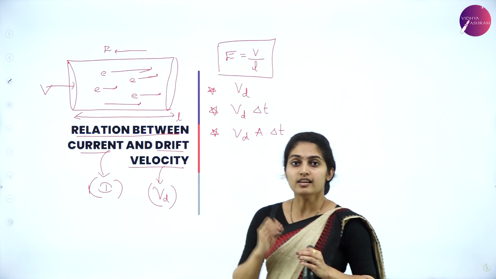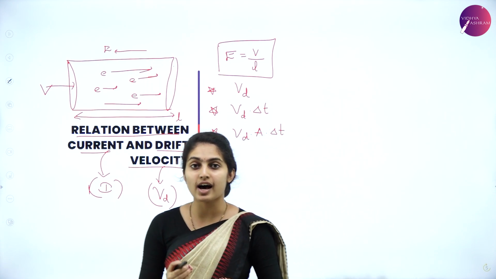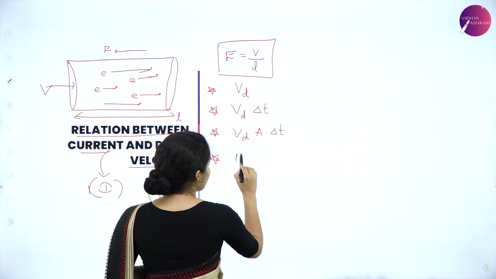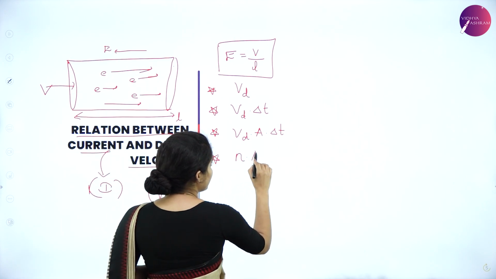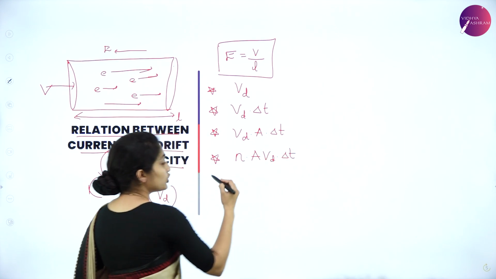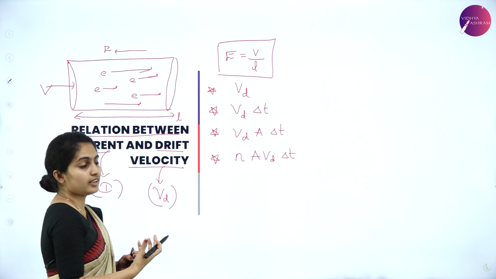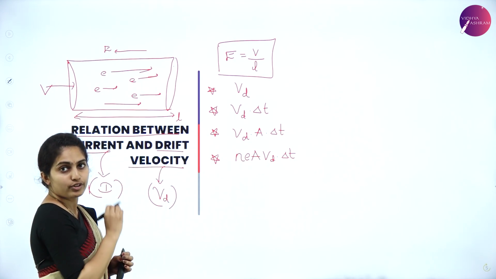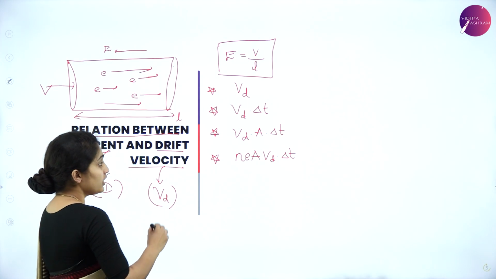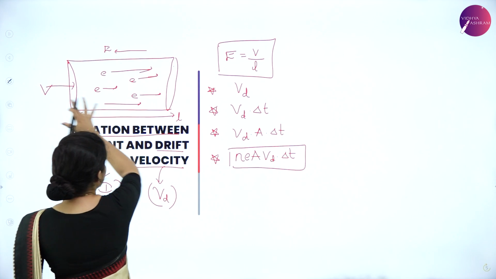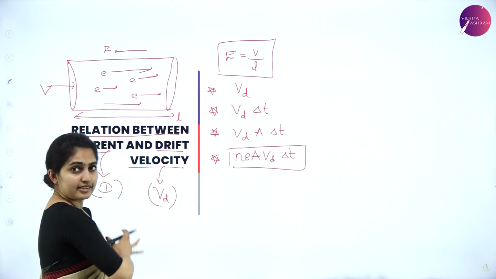And in that area, how many electrons are having this drift velocity? It is n number of electrons having the drift velocity Vd into delta t. So what is having the drift velocity? That is the electrons. So this concept is nothing but the charges which are flowing in this conductor.